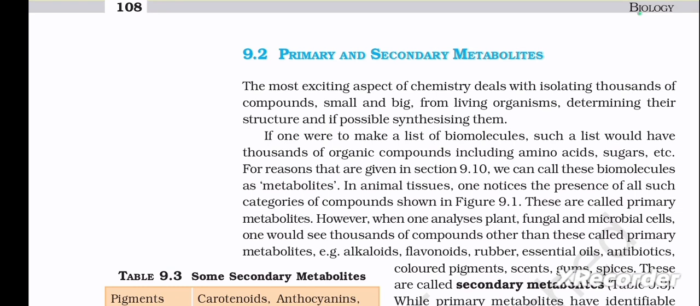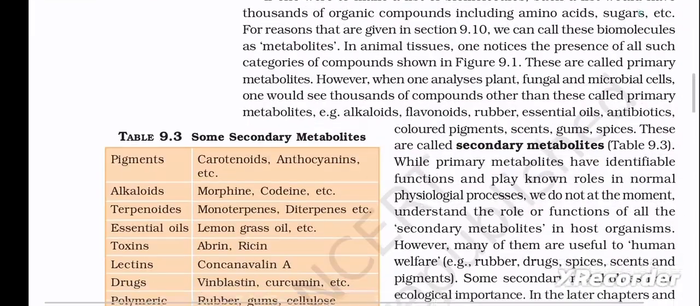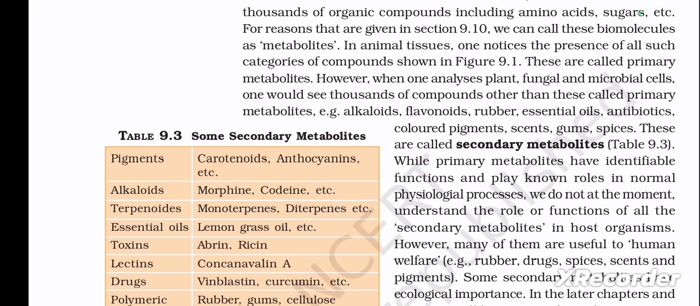In animal tissues, one notices the presence of all such categories of compounds shown in figure 9.1. These are called primary metabolites. However, when one analyzes plant, fungal and microbial cells, one would see thousands of compounds other than these primary metabolites. Examples: alkaloids, flavonoids, rubber, essential oils, antibiotics, colored pigments, scents, gums, spices. These are called secondary metabolites, which is given in table 9.3.